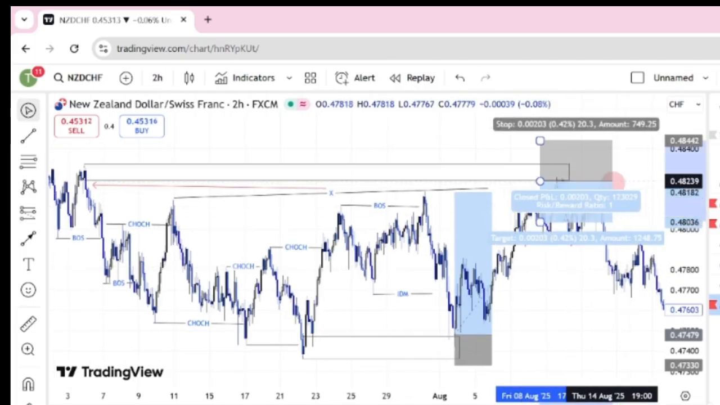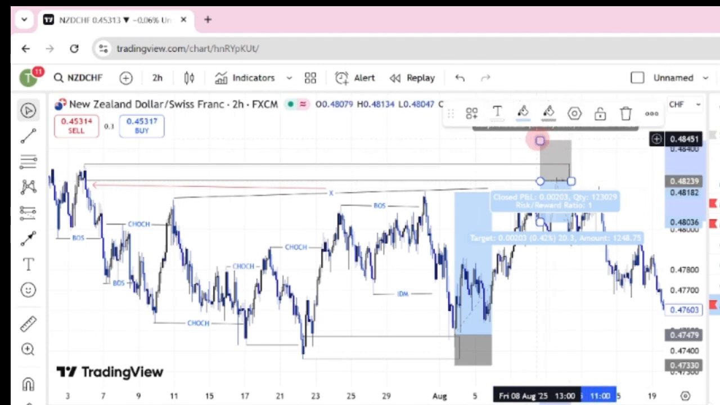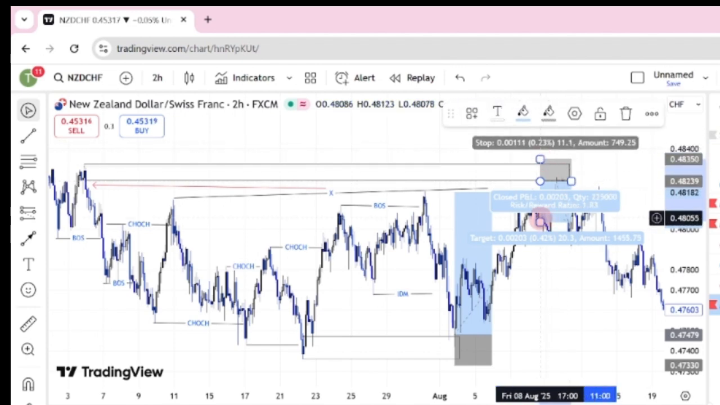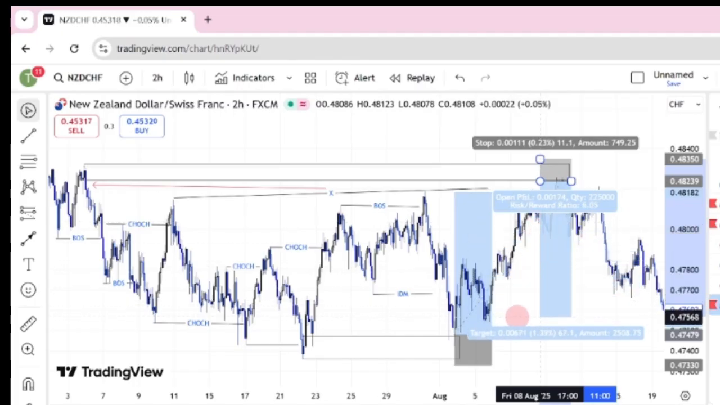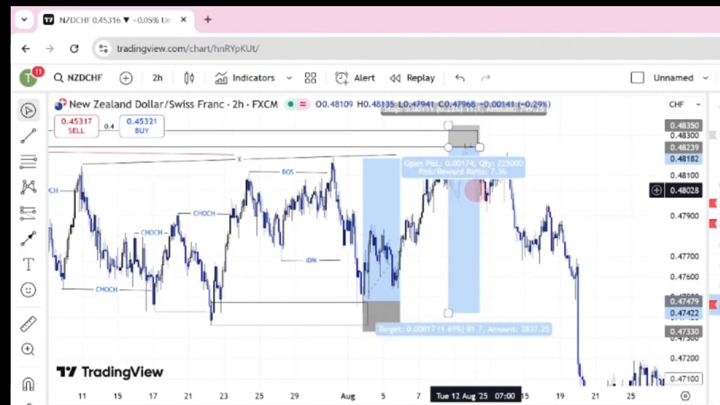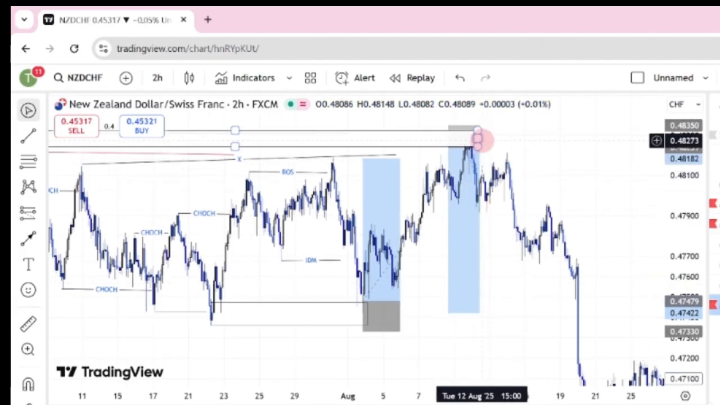So placing the sell stop loss above the candle wick, and you target the low. Target this low. You can see that the price tapped into it, and immediately the price crashed to the downside.